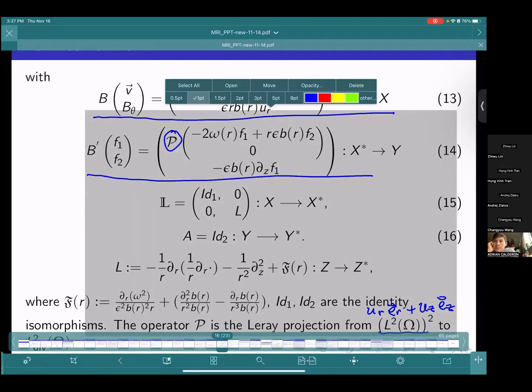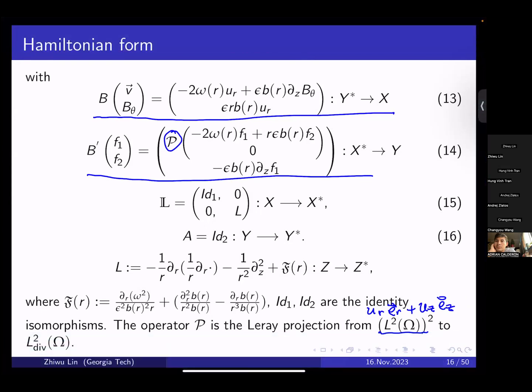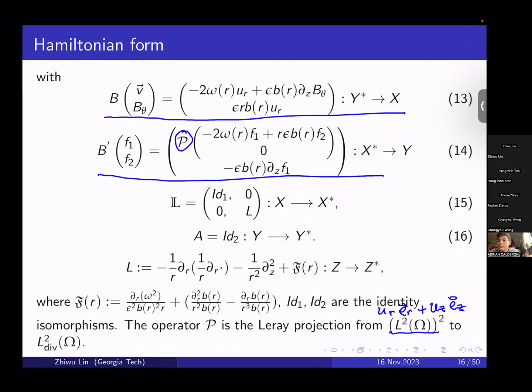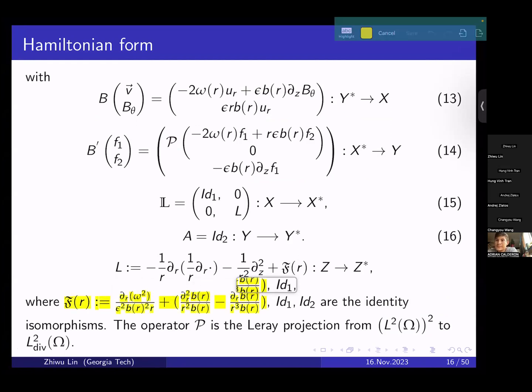So this operator L, you see it has 3 terms. The first 2 terms are a sort of Laplacian for the magnetic field, the magnetic potential, and there's a potential function, f of r. So f of r has the following explicit form. It has several terms.